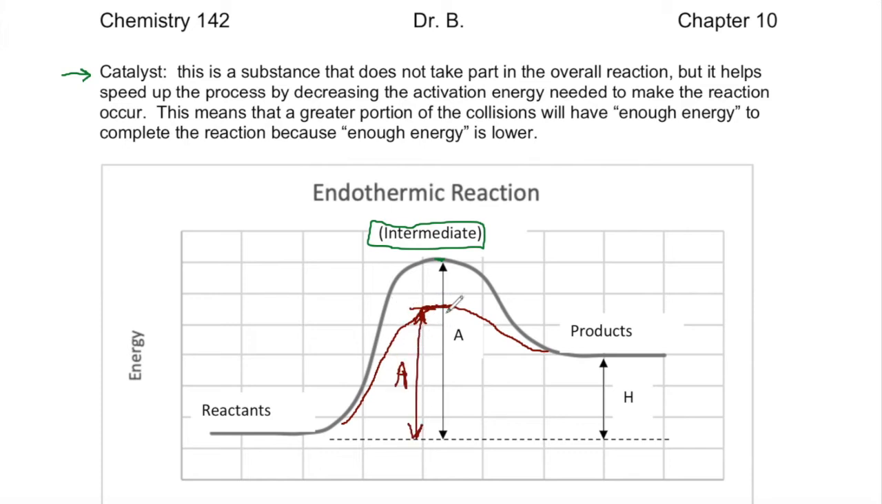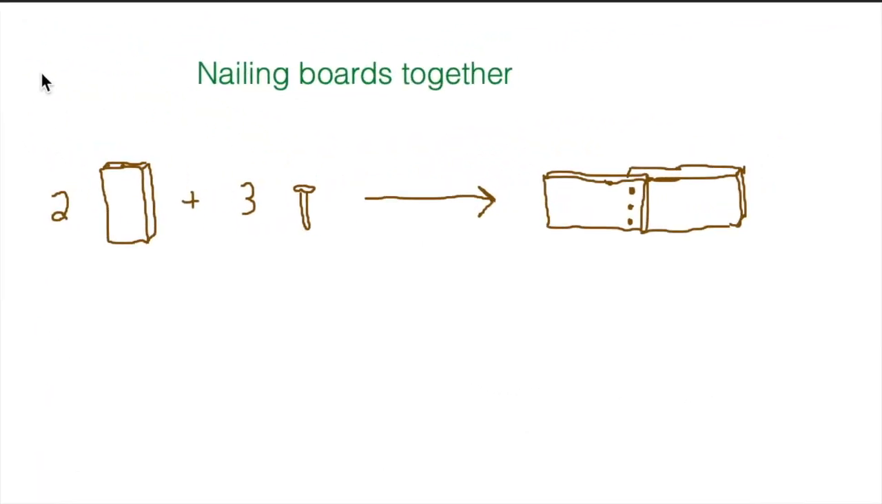So this is our new activation energy. It's less than our old activation energy, and it's easier to get over a small hill than it is to get over a bigger hill. So if you were trying to roll something up a hill, it would be faster if the hill were a little bit shorter.